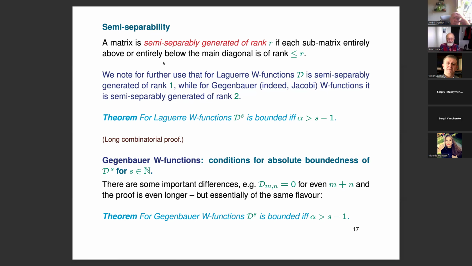And moreover, both for Laguerre and for Gegenbauer W functions, the power D to the power s is bounded if and only if alpha is greater than s minus 1. And this follows from a very long and complicated combinatorial proof. One direction I already mentioned, but the other direction is much more complicated, but true.